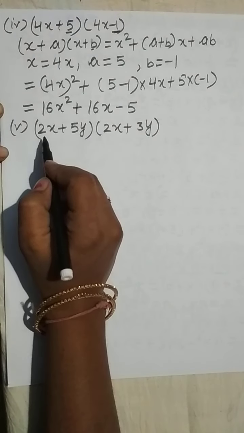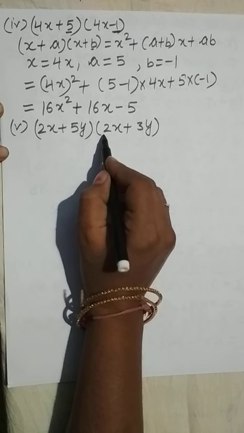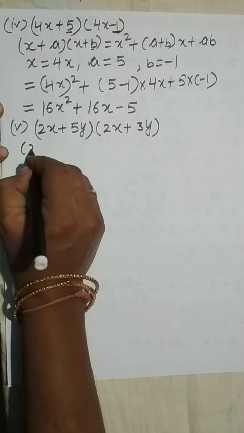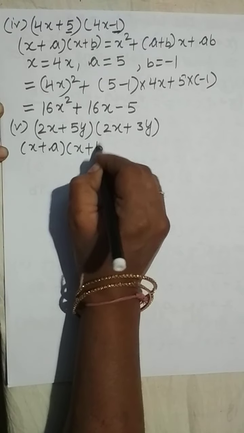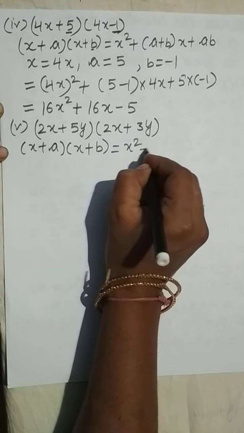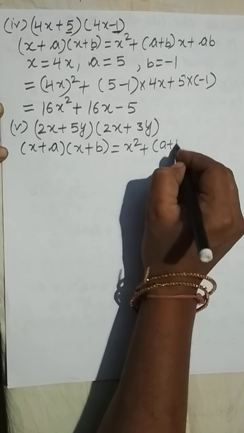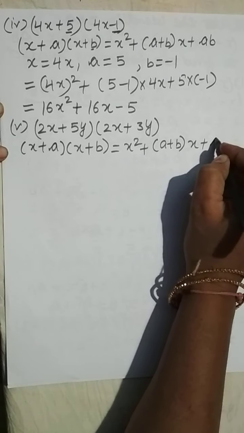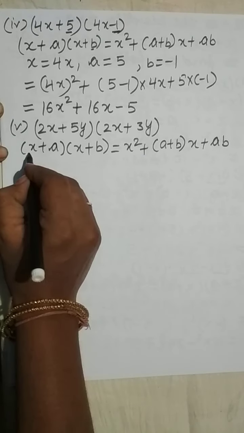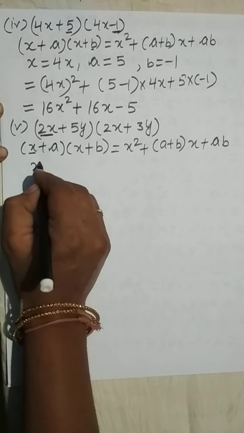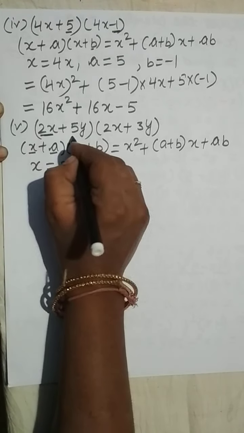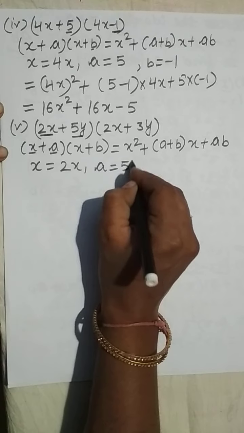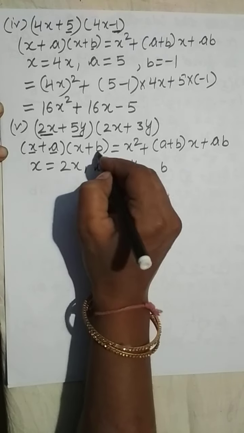Fifth part is 2x plus 5y into 2x plus 3y. Now again write down the identity first. X plus a into x plus b is equal to x square plus a plus b into x plus ab. Now compare the values. Here x is 2x, a is 5y and b is 3y.